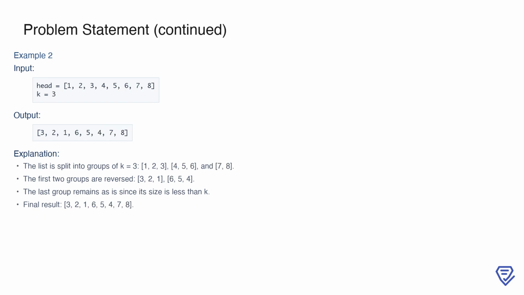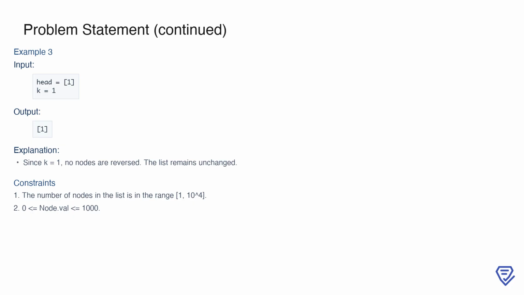Now, let's examine another example with a larger input list. Here, the linked list is 1, 2, 3, 4, 5, 6, 7, 8, and K is set to 3. The list is divided into groups of 3 nodes each: 1, 2, 3; 4, 5, 6; and 7, 8. The first two groups, 1, 2, 3 and 4, 5, 6, are reversed to become 3, 2, 1 and 6, 5, 4. The last group, 7, 8, remains as is because its size is less than K. Combining all the groups results in the modified list: 3, 2, 1, 6, 5, 4, 7, 8. This illustrates how the approach handles larger lists and ensures smaller trailing groups are not reversed.